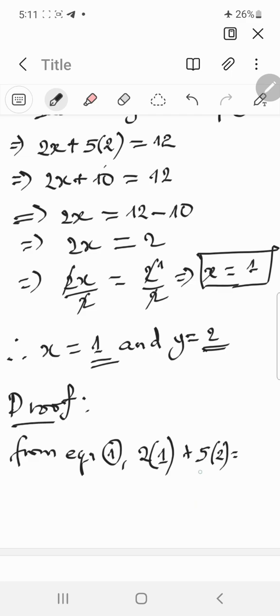So let's see if that actually gives us 12. So 2 times 1 is 2, and 5 times 2 is 10, plus 10. So this gives us 12, and that is true. Therefore, our values are correct.